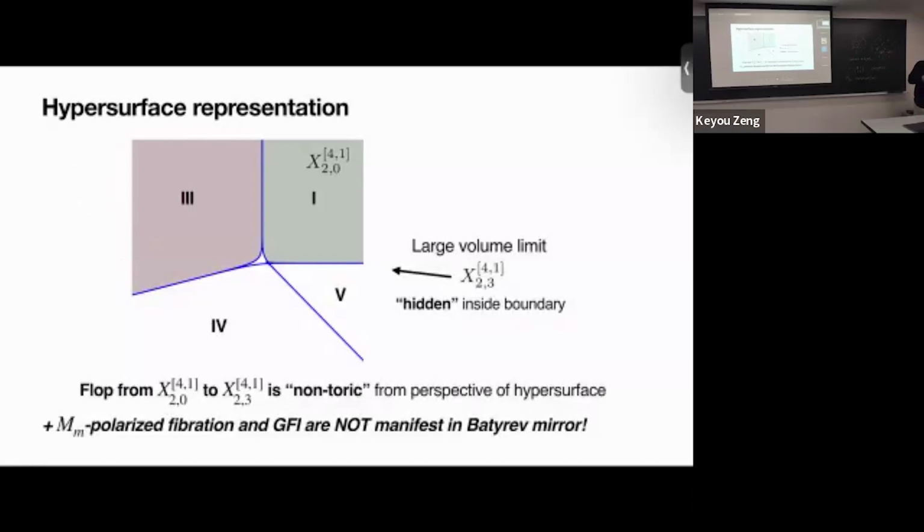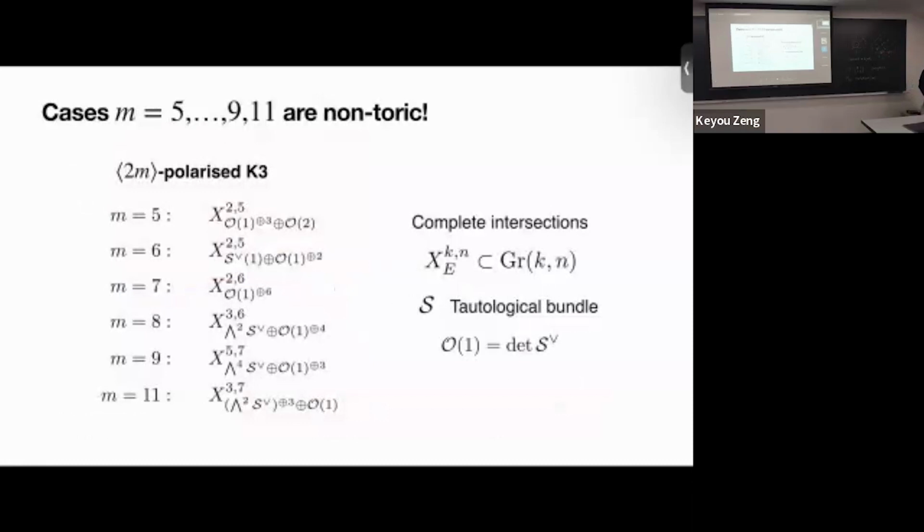The flop between these two examples, the 2,0 and 2,3 cases for X4,1, is non-toric from the perspective of this hypersurface construction, the classical one. And the fibration and the generalized functional invariant are not manifest in the construction done this way.